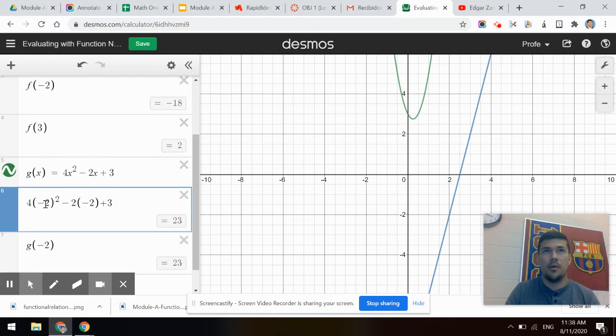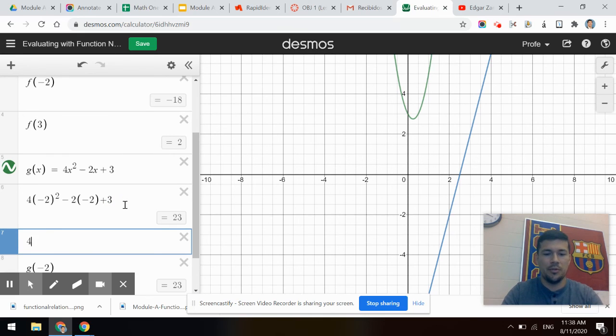Order of operations is going to tell you that you need to first square the number negative 2. So negative 2 quantity squared is 4. 4 times 4 is 16. Then you're going to combine it with negative 2 times negative 2. Well, negative 2 times negative 2 is positive 4. So we've got 16 and a positive 4, which gives me 20. Add 3, you got 23. So that's how that works out.